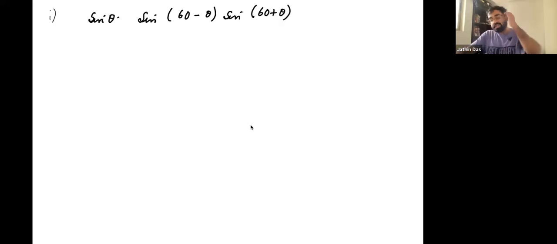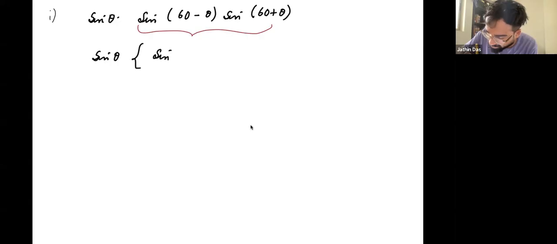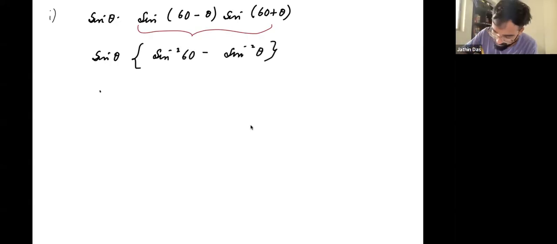Okay. Sine theta into sine 60 minus theta. First, what you will do is I'll club these two together. Does it give a feel of sine A plus B into sine A minus B? So what is sine A plus B into sine A minus B? Sine square A minus sine square B. Okay. 2 sine theta. Sine square 30 is, sine 60 is root 3 by 2. So 3 by 4.